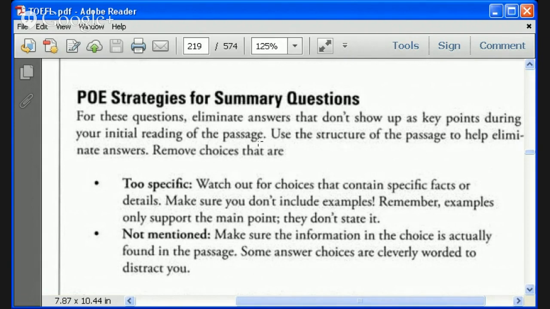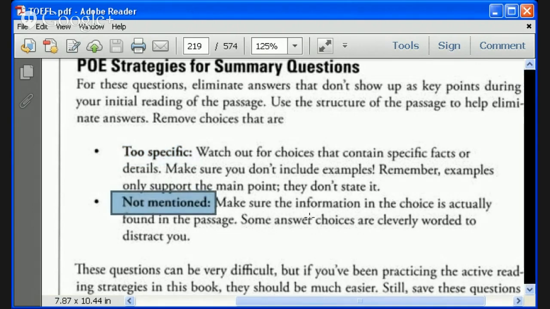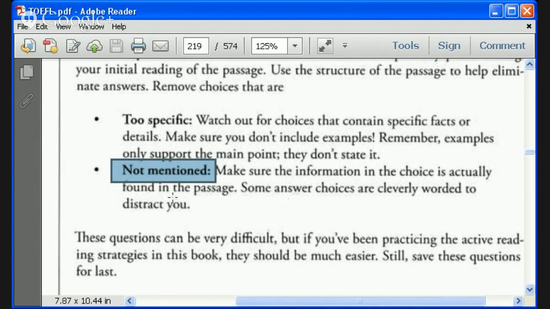However, to summarize, strategies for the summary questions: what you're looking for is choices that are too specific. Do not use examples. If the actual wording says, for instance, or as an example, then it's definitely going to be wrong. Or the information is actually not mentioned at all, which all of that stuff we saw was mentioned. Occasionally they will throw in some information that is not even in the reading text. So you have to make sure it's there.